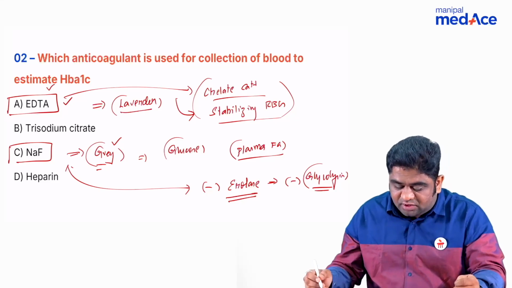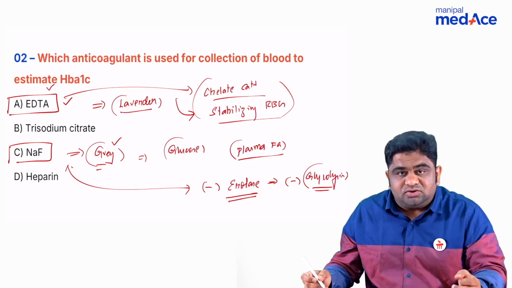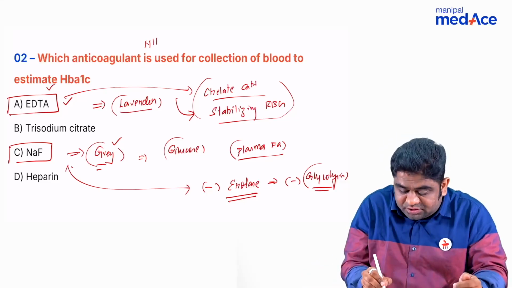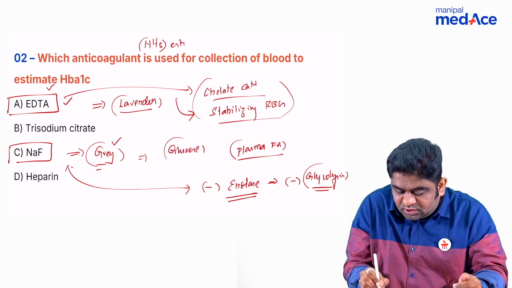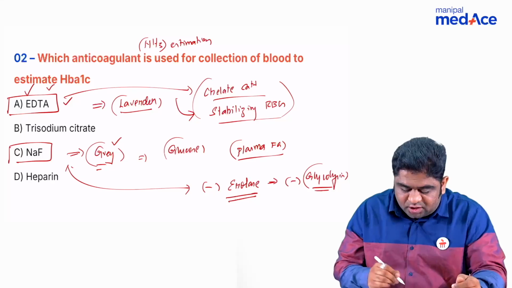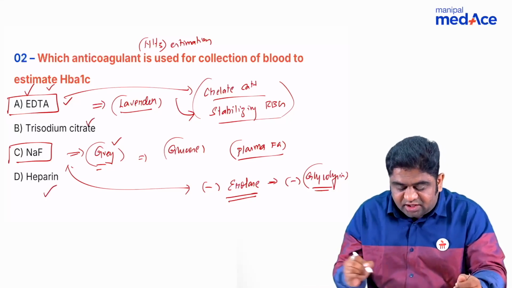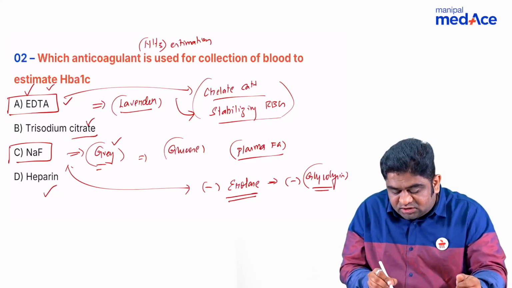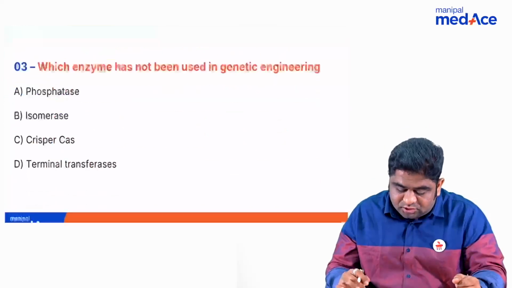EDTA is actually made up of lavender, and sometimes lavender is also used in case of ammonia estimation. EDTA samples are used in case of ammonia estimation. EDTA is also an anticoagulant, heparin is also an anticoagulant, citrate is also an anticoagulant. In case of coagulation studies, you may be using citrate. Let's go for the next question.